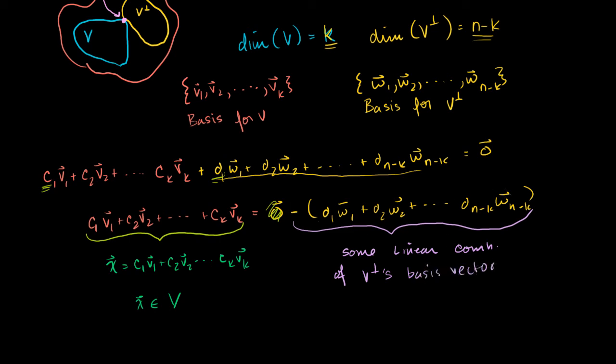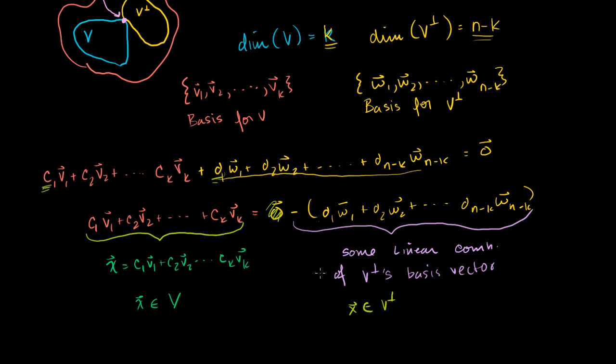So this vector over here is going to be a member of, let me call this some other vector. Well, they're going to be equal to each other, so we could also call this x. So x is equal to this, but it's also going to be equal to this. And since it can be represented as a linear combination of V perp's basis vectors, the orthogonal complement of V's basis vectors, we know that this also has to be a member of V perp.